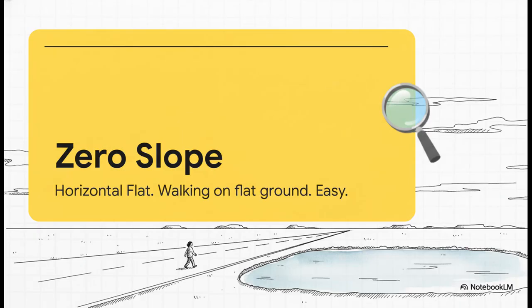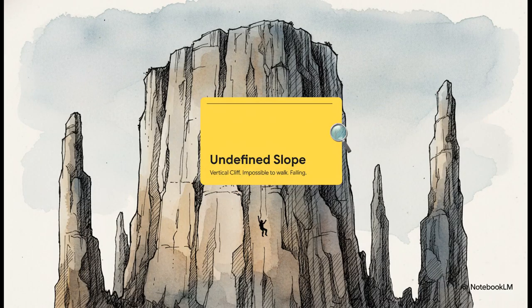So what about a line that's perfectly flat, horizontal? Well, let's trace it. From left to right, you don't go up, you don't go down at all. It takes 0 effort to walk across it, right? And that's exactly why we call this a 0 slope. It's just like walking on flat ground. Easy.